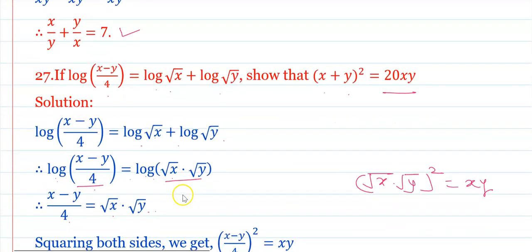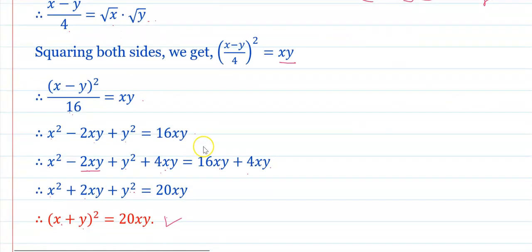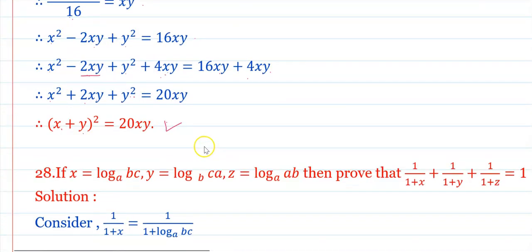Again you can see here: the rule used was squaring on both sides, and then simplification.